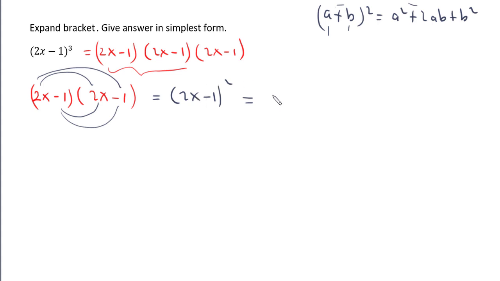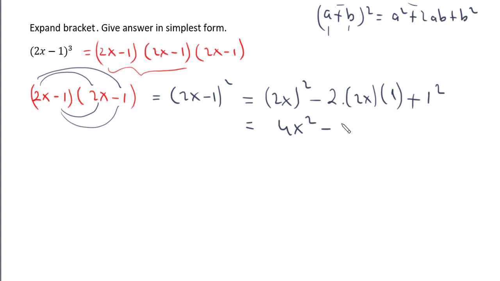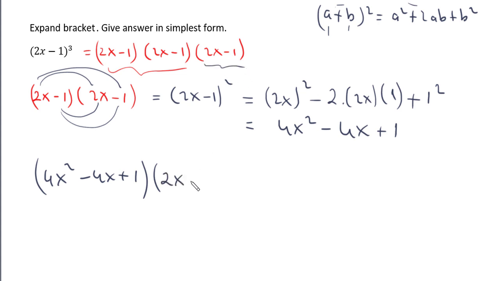So the first one squared is (2x)² plus double the product of these two. There is a minus, so when it is minus, this one is minus. Let's write directly, and 1 plus the second one squared, 1², which equals 4x² - 4x + 1. So let's write here 4x² - 4x + 1, and then open a bracket and write this one, 2x - 1.